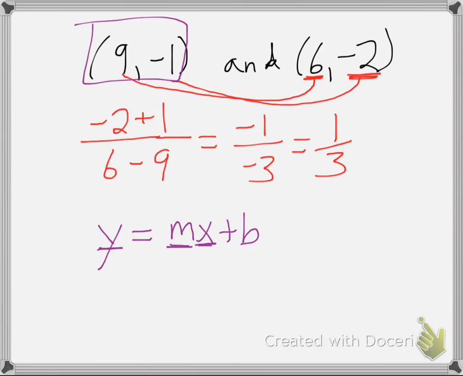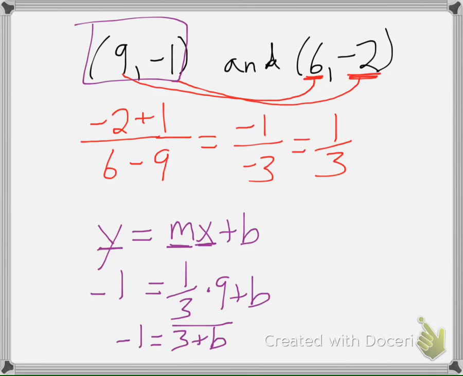So, my y value is going to be -1 equals my slope, which is 1/3, times my x value, which is 9, plus b. So we can go ahead and do 1/3 of 9. What's 1/3 of 9? 3. So I get -1 equals 3 plus b. So to find out what b is, I have to subtract 3. So I get b is -4.